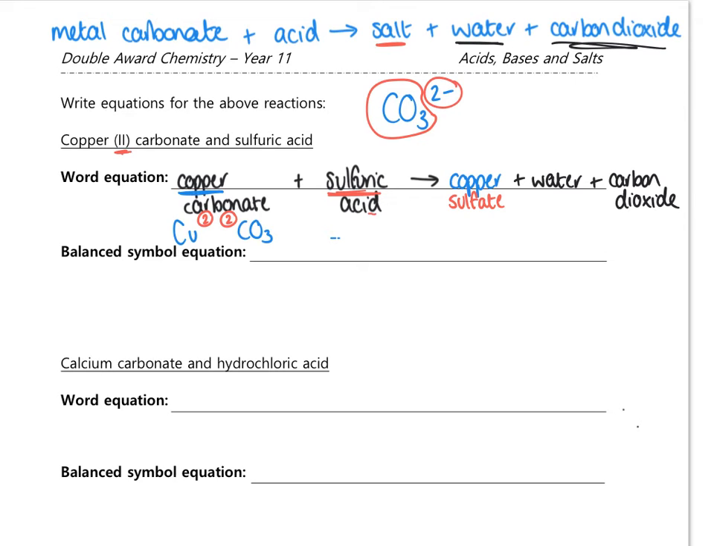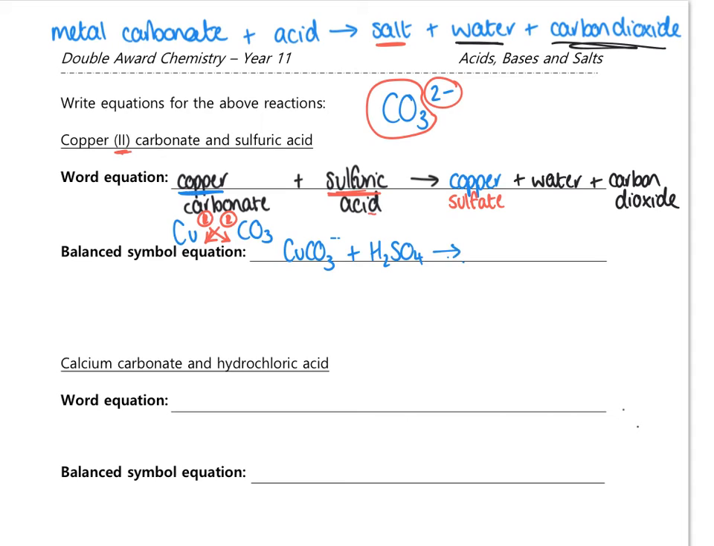We can see that our ratio here is 2 to 2, which we can cancel down to 1 to 1. When we swap and drop that, we can see the ones are just going to cancel, and so copper carbonate is just CuCO3. Sulfuric acid, you should know by now, is H2SO4.